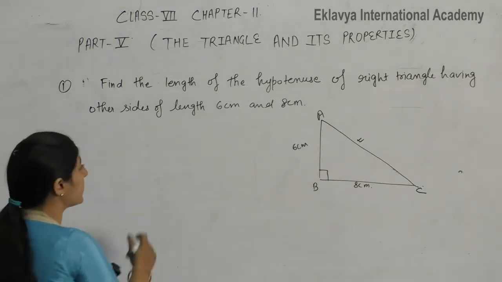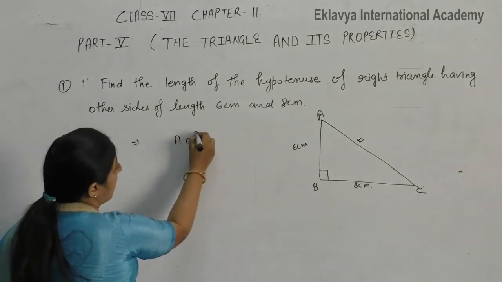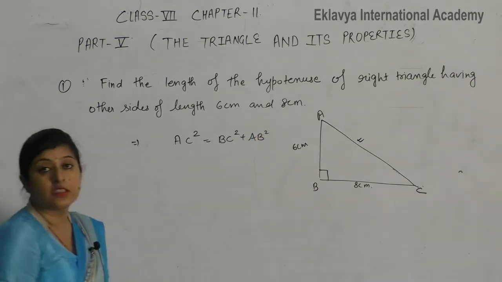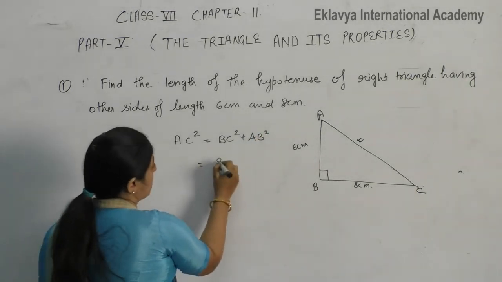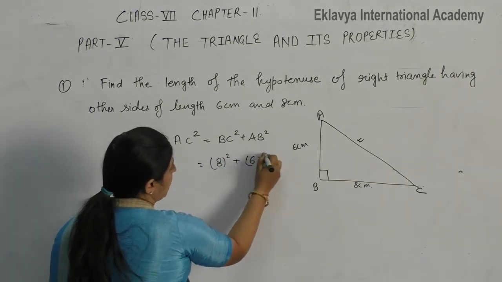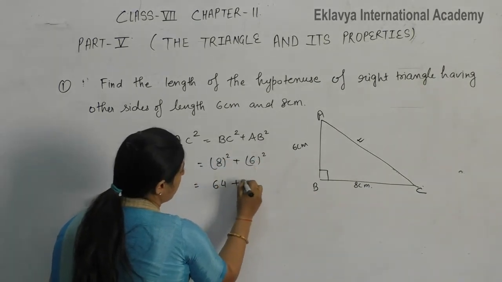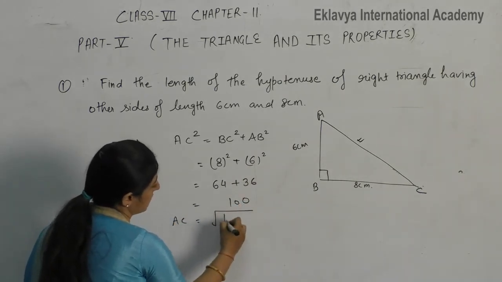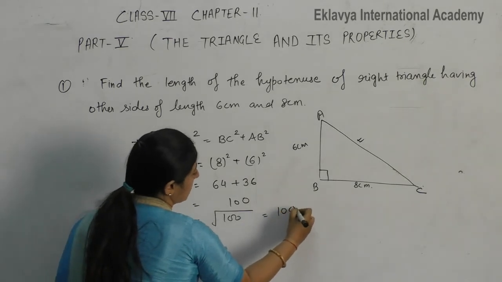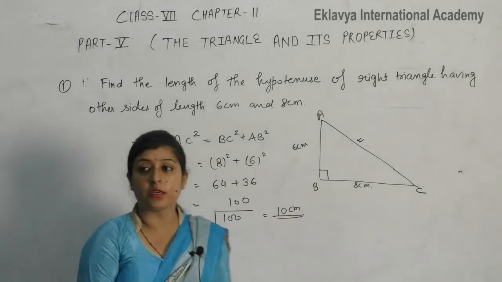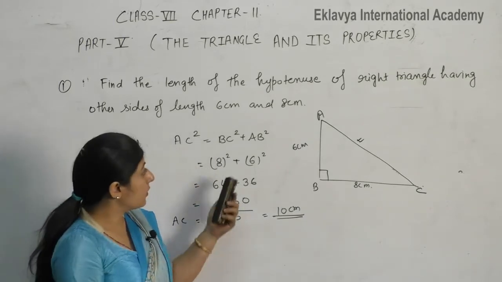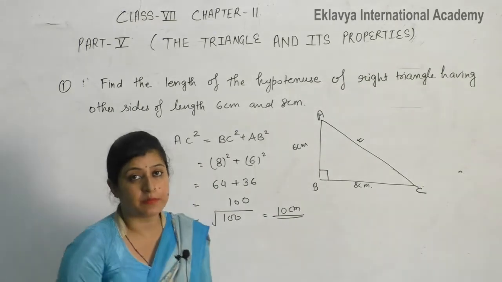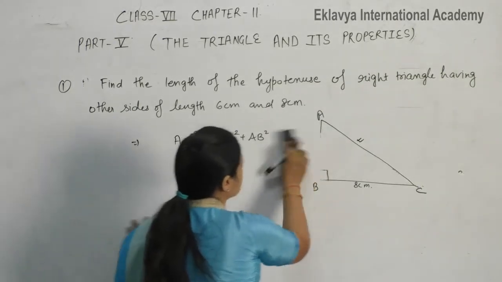Now according to Pythagoras theorem, hypotenuse square is equal to base square plus perpendicular square. This is 8 square plus 6 square. 8 square is equal to 64, 6 square 36. Then AC is equal to, take the square root both sides, square root of 100 is equal to 10 centimeter. So the value of this hypotenuse is 10 centimeter. Okay, see another example.